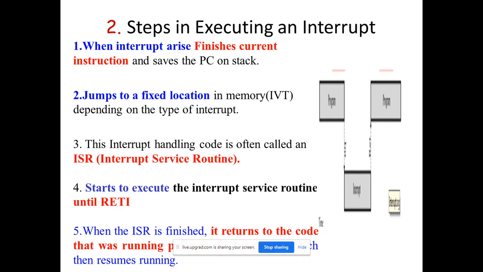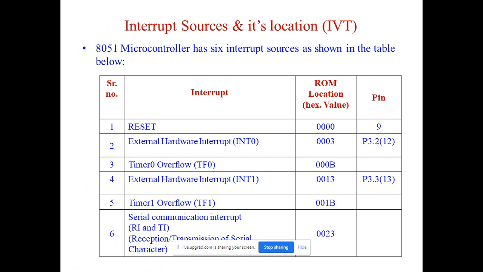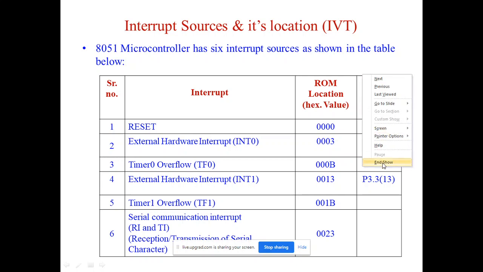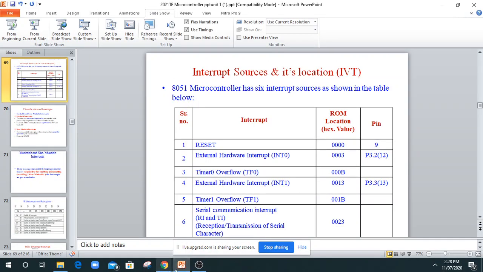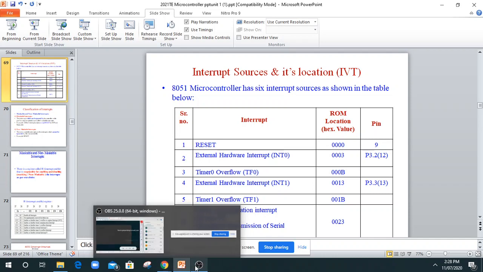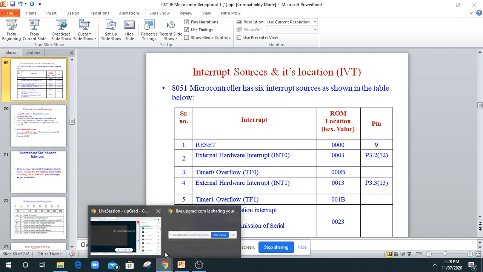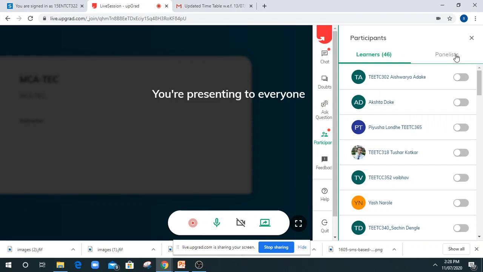Okay, then we will proceed to the next part, that is interrupt sources and their locations. Now the 8051 has 6 interrupt sources, and it is shown in this table, and that table is called the interrupt vector table. All of you agree for this point? Just give me the answer in the chat first, and then we will proceed to the interrupt vector table. Is this idea clear to you? Just give the input to me.